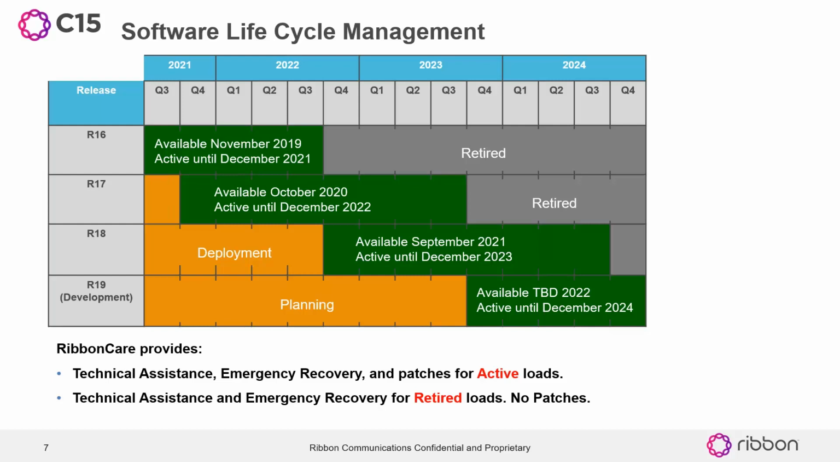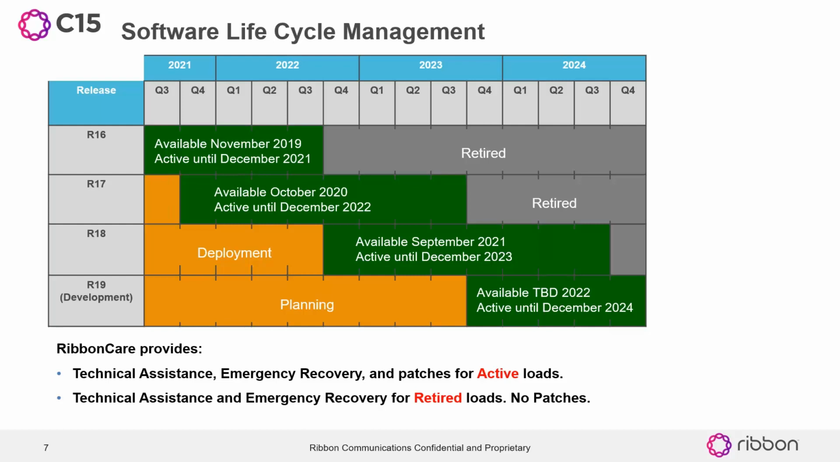We've got our code base done. We've got some of the code in. We'll talk a little bit more about the contents of Release 18. Just to be clear, when we talk about a release being retired, what that means is that we will no longer patch that release. If there's a problem there that needs a software change, we're going to ask you to upgrade to one of the active releases.